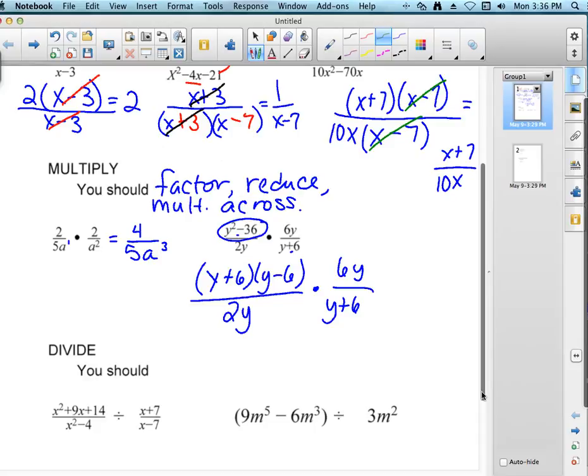Looking for common things. We have a factor of y plus 6, top and bottom. We can cancel those out. We also can reduce the 2y and the 6y. The 2 and 6 turn into 1 and 3. And since there's a single y on each of those, we can get rid of those pieces. So what we have left on top is the 3 and the quantity y minus 6. And we have nothing left on the bottom.